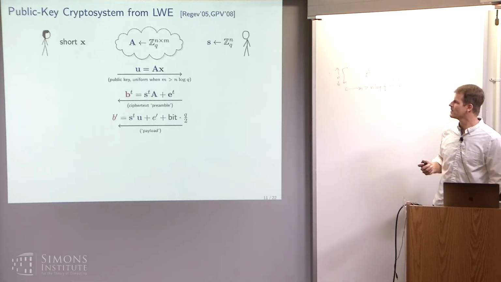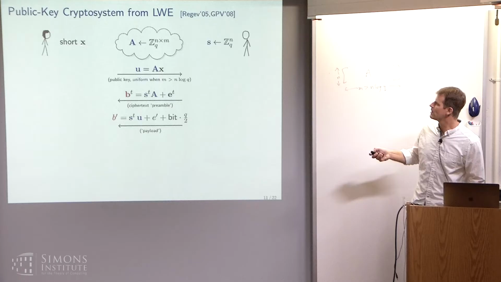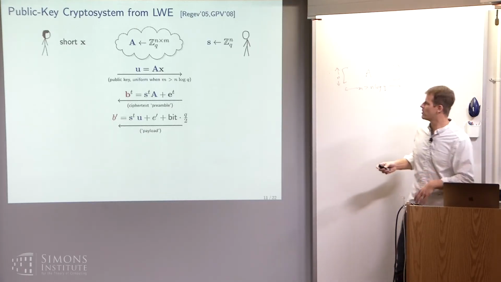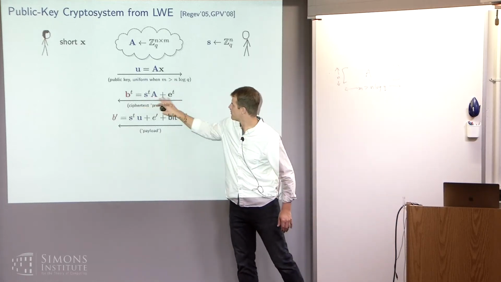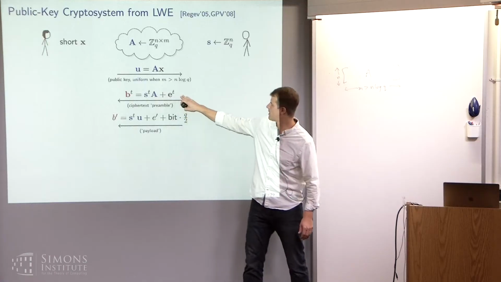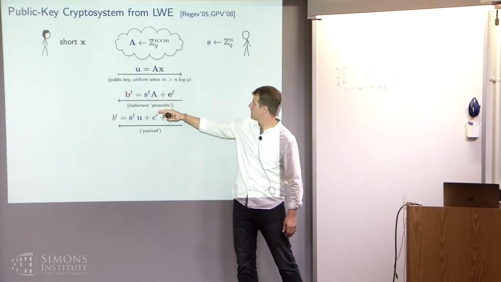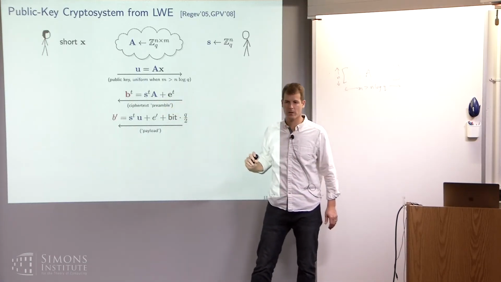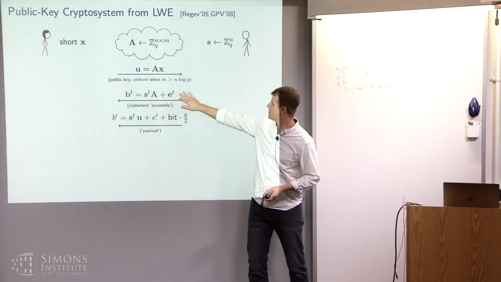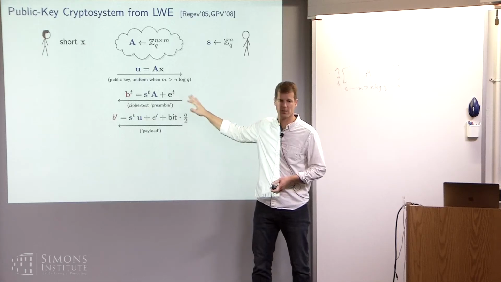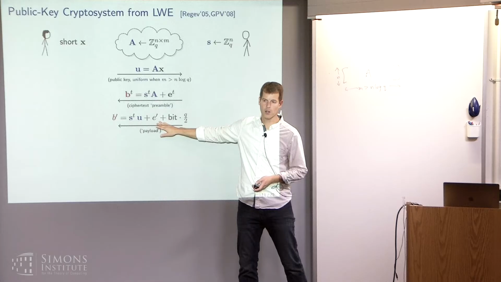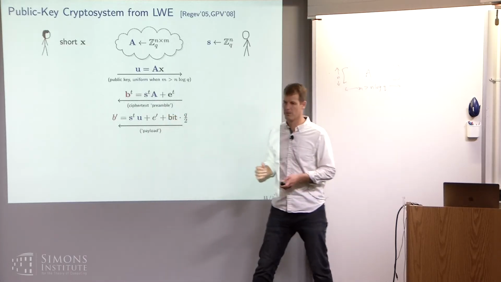The key by x? Yeah, multiplies the key x by this here. So imagine you take this term here and multiply by x on the right. What you get is S times A times x, which is S times U, and then you get E times x as well. So you're going to get S times U plus something small, E times x. E times x is small. And this also is S times U plus something small. So these you can subtract to cancel them out.